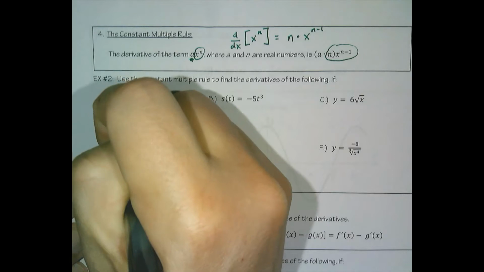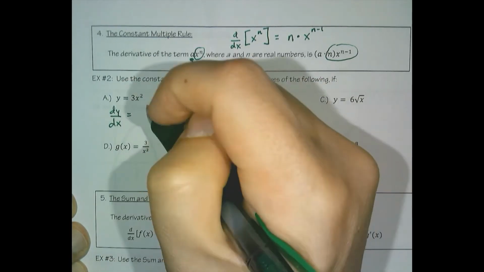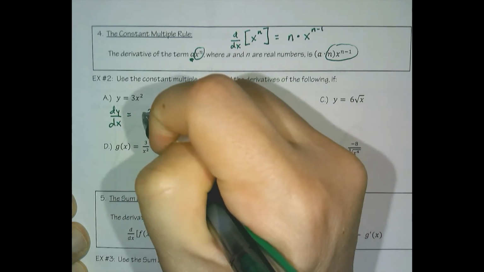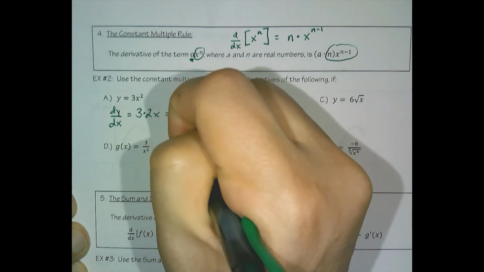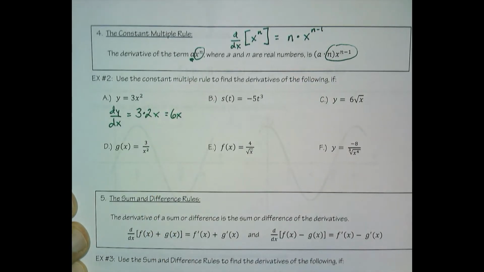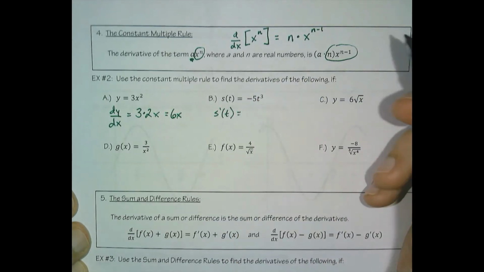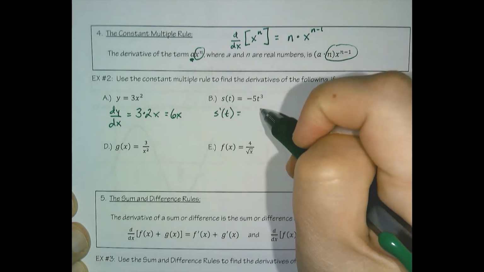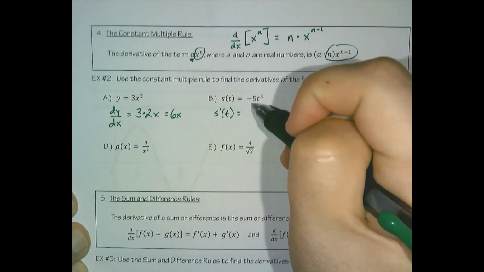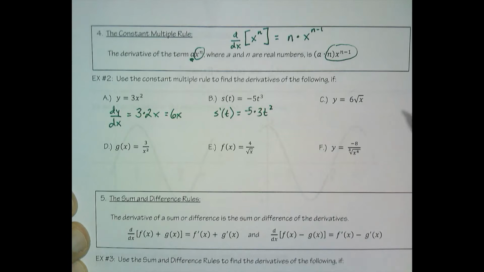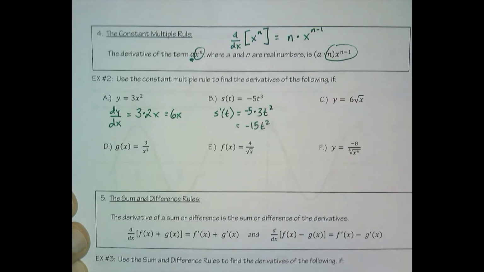The derivative of y with respect to x. The derivative of x squared is 2x, and the constant goes along for the ride, so 3 times 2x is equal to 6x. Next one, the derivative of s is s prime of t. The derivative of t cubed is 3t squared. And then the constant goes along for the ride, negative 5 times that derivative, and we get negative 15t squared as our derivative.